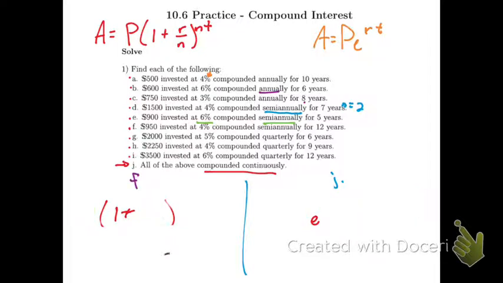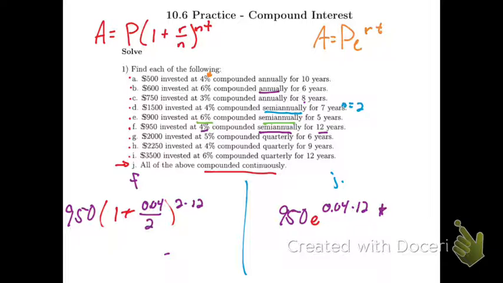For F, we have 950 in for our principal. Then we have 4%, so that's going to be 0.04 right there and 0.04 there. Now that's going to be for 12 years. So 12 goes there, and then I put a 12 there as well. Now, this is the last one compounded semi-annually, which means twice a year. So I put a 2 in there, a 2 there, and that sets it up for us, ladies and gentlemen.